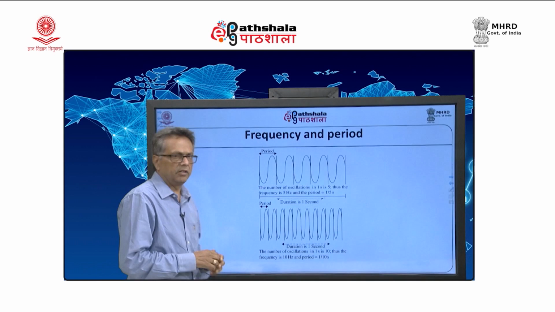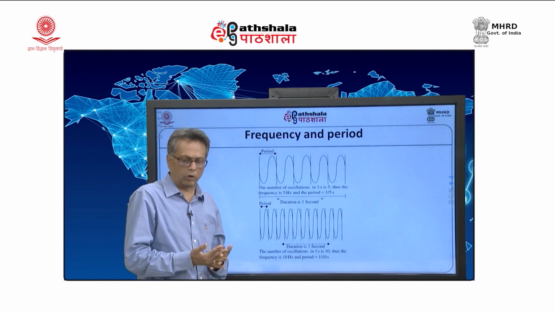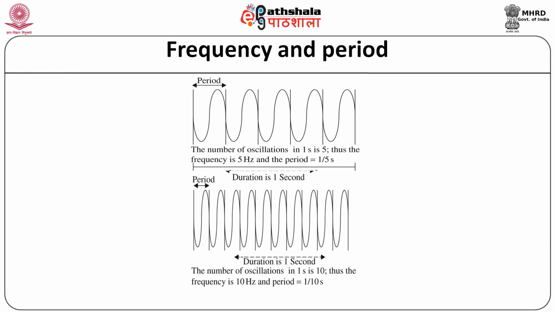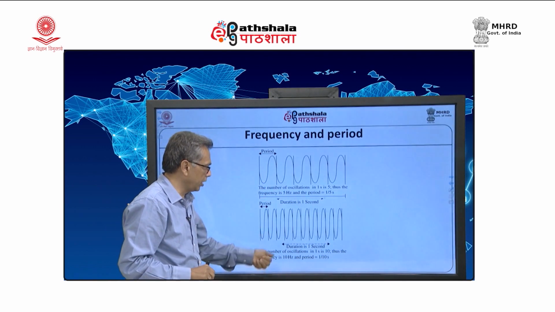Now, I mentioned frequency; I said that frequency is the number of oscillations per second. In this particular case, the number of oscillations is 5 in 1 second, so the frequency is 5. The number of oscillations here is 10, so the frequency is 10. The period is 1 upon frequency: 1 upon 5 here, 1 upon 10 here.